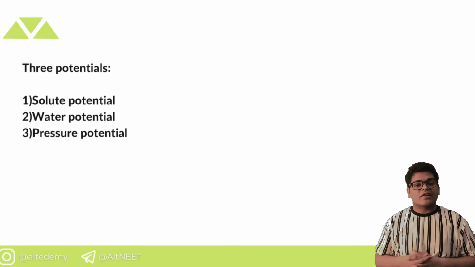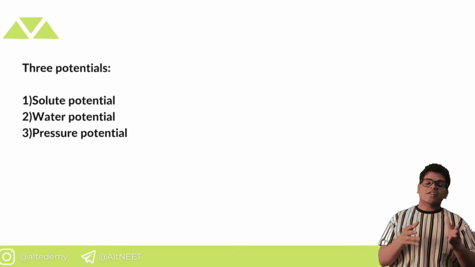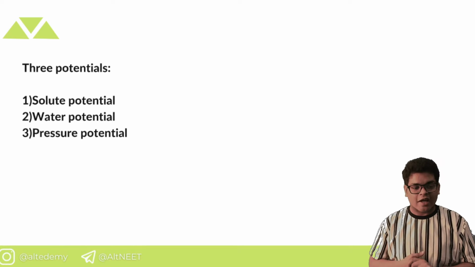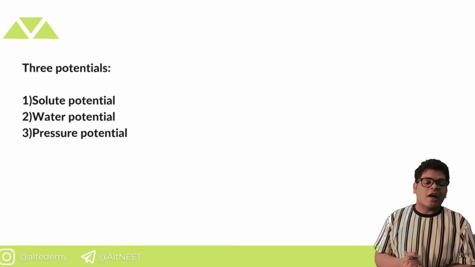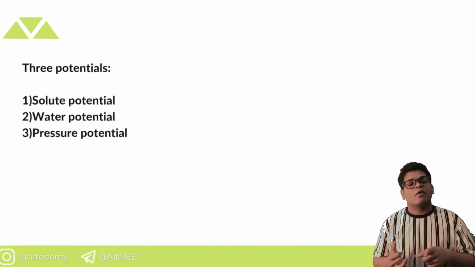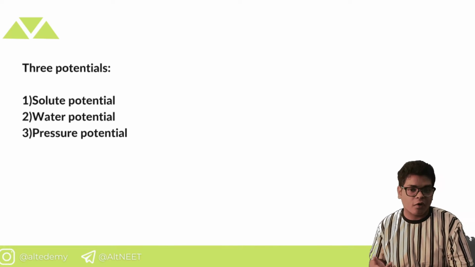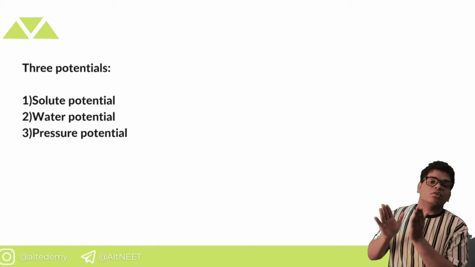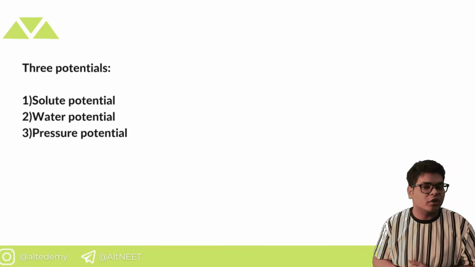Now there are three potentials which are present in a plant. This is a part of your plant water relations chapter, sorry. Now we have three things: water potential, in which we are discussing the movement of water, that water will always move from high water concentration to low water concentration. So this is water potential.